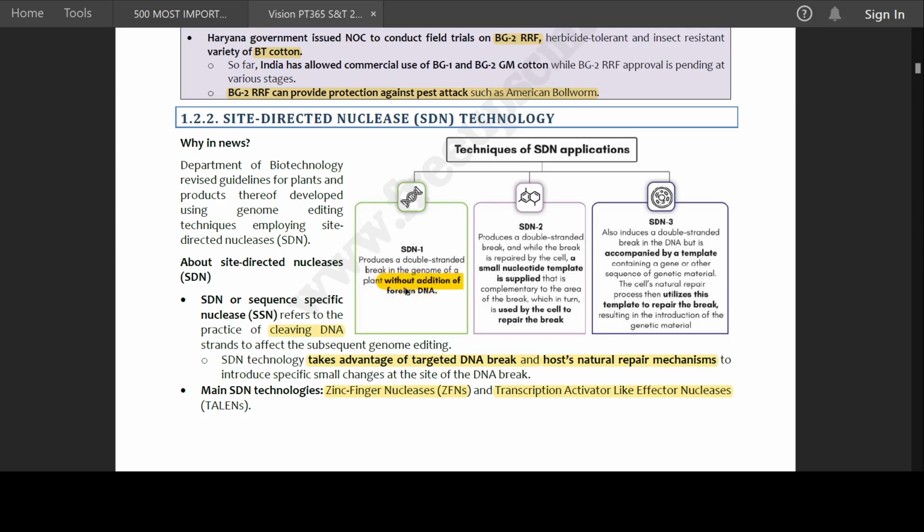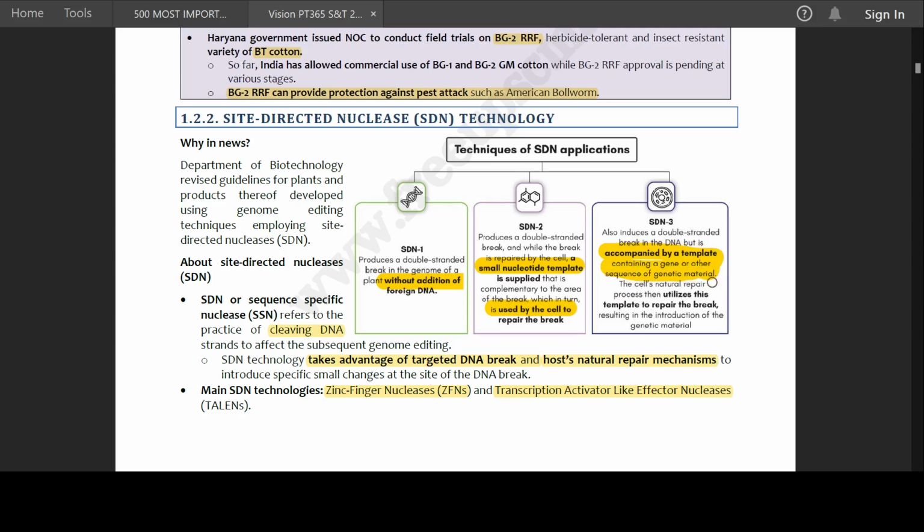Okay, without addition. SDN2 produces a double-stranded break, and while the break is repaired by the cell, a small nucleotide template is supplied that is complementary to the area of the break, which in turn is used by the cell to repair the break. So this small complementary nucleotide is added in SDN2. SDN3 also includes a double-stranded break in the DNA, but is accompanied by a template containing a gene or other sequence of genetic material. But in SDN2, it is a nucleotide, but in SDN3, the addition is a gene or other sequence.